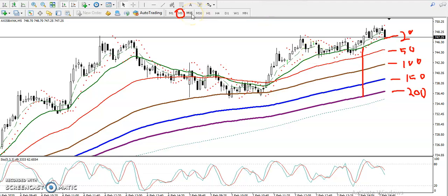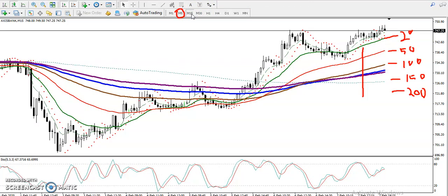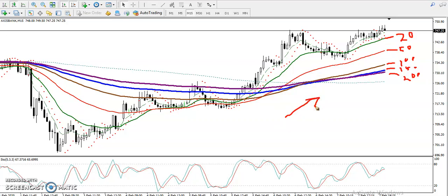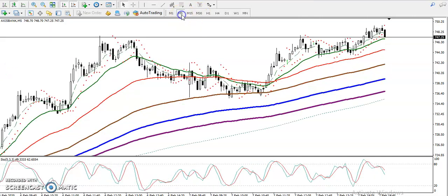Now let me show you the 15-minute chart. You can see in the 15-minute chart it is also running in an uptrend. Why? Because all moving averages are arranged in sequence: the 20, 50, 100 exponential, 150, and 200 moving average. So from here we confirm that the trend is up. When the trend is up, we are looking for buys only. Now let's jump to the 15-minute chart and see how we enter the market.